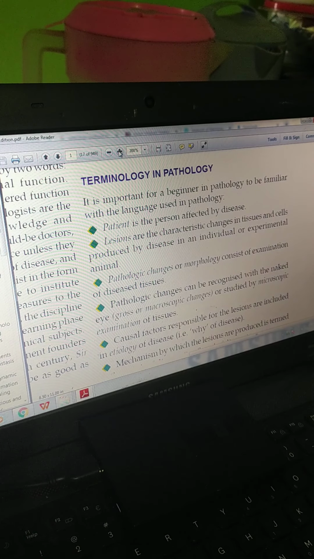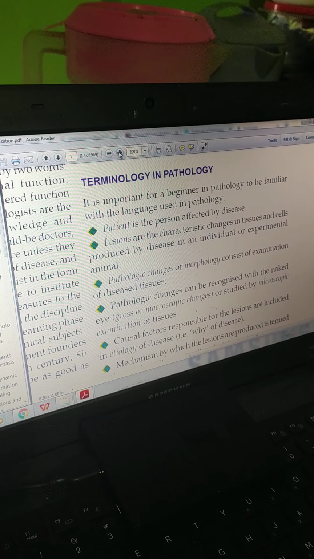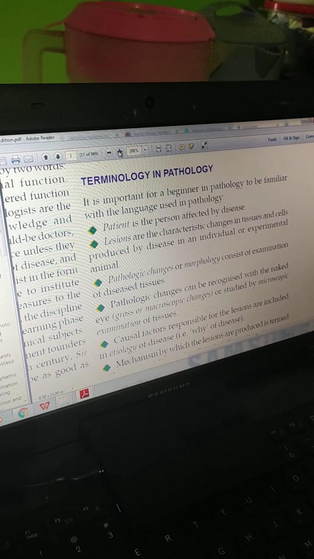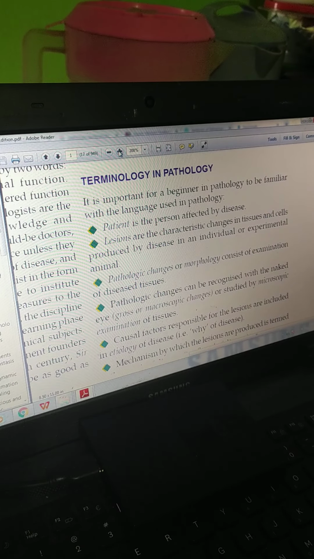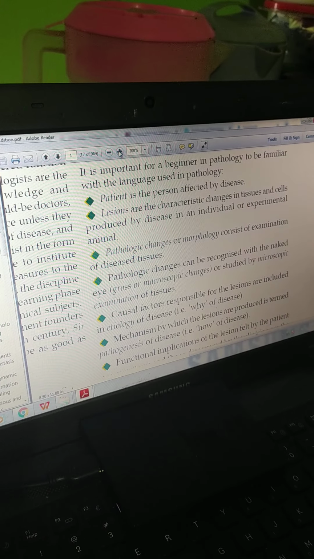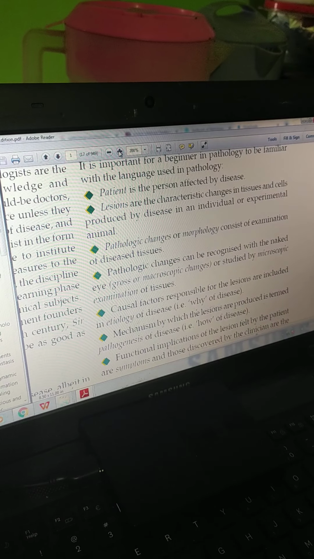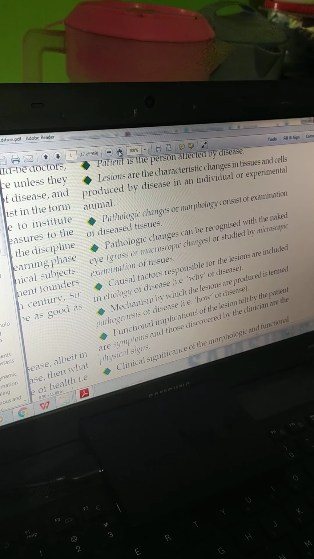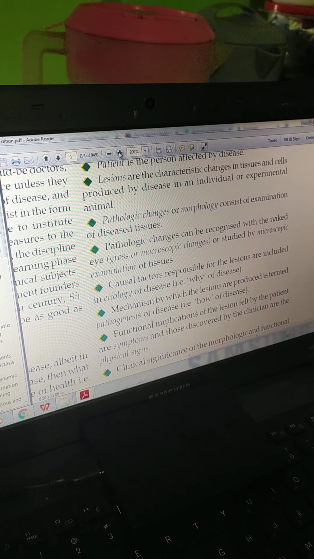Pathologic changes, morphology, consist of examination of diseased tissues. Pathologic changes can be recognized with the naked eye, gross or macroscopic changes, or studied with microscopic examination of tissues. Causal factors responsible for the lesions are included in etiology of disease, the why of disease. The mechanism by which the lesions are produced is termed pathogenesis of disease, the how of disease.